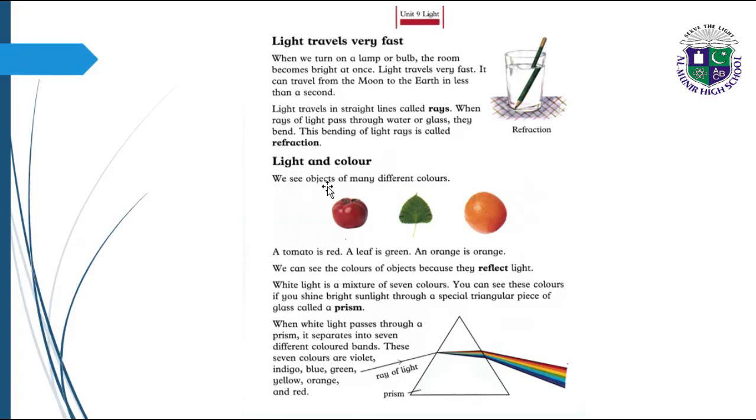Light and color. We see objects of different colors as shown in this picture. A tomato is red, a leaf is green, an orange is orange. We can see the colors of objects because they reflect light.